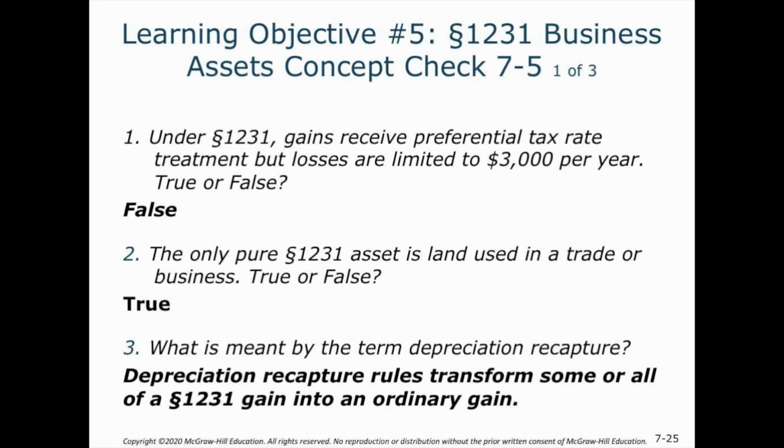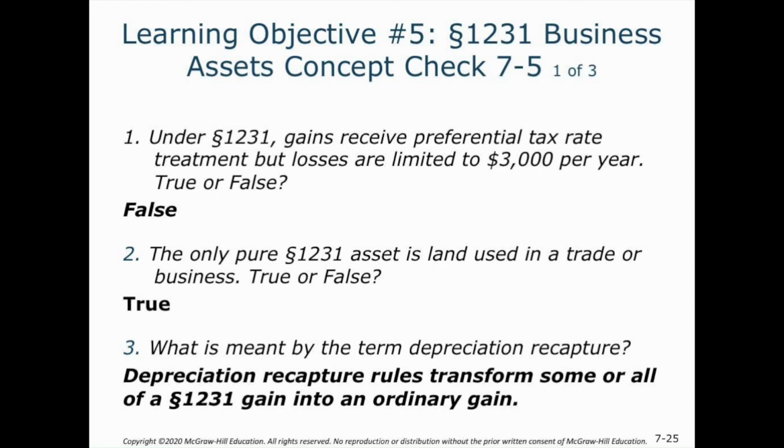So let's take a look at a concept check. It says under Section 1231, gains receive preferential tax rate treatment, and that is correct, but it says here that the losses are limited to $3,000 per year, which is not correct. Losses on 1231 property are going to be unlimited, so this is false. Number two, the only pure 1231 asset is land used in a trade or business. Here, by pure they mean not depreciated, and so that land would be a not depreciated 1231 asset. So that is true.